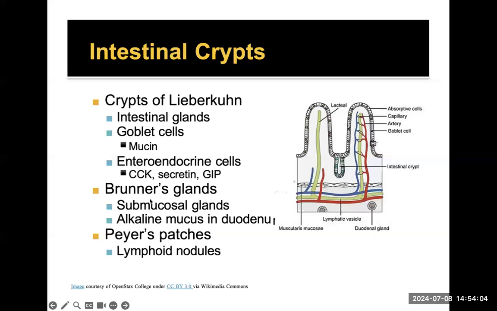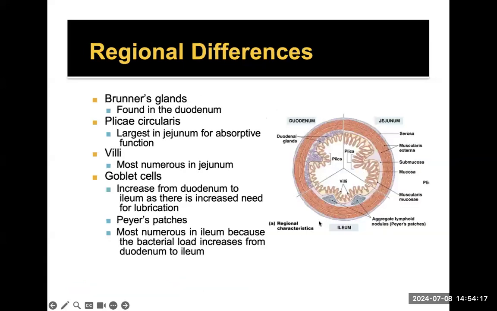Then you also have Brunner's glands in here that are going to be submucosal glands, and they release alkaline mucus into the duodenum. And then lastly, we have Peyer's patches, which are going to be like lymphoid nodules in here.